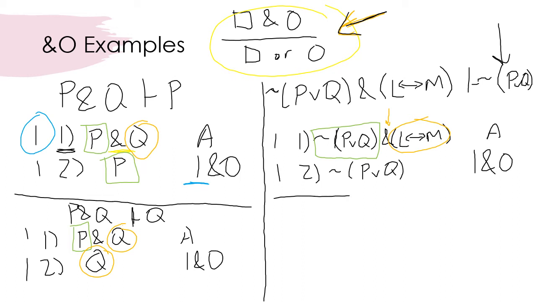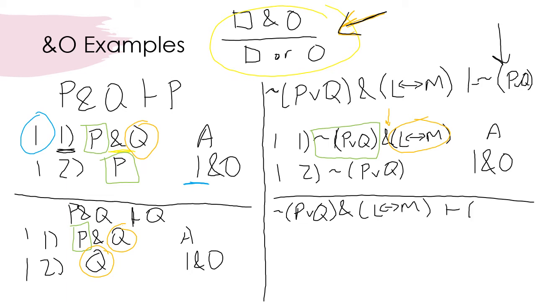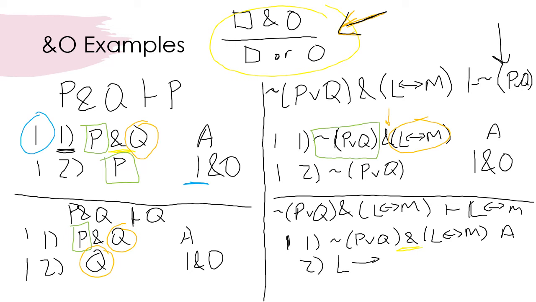And the same thing could be said again. Say if I were to do the same 1, not P or Q, and L double arrow M, and I'm looking to prove L double arrow M. We would start by listing our premise as an assumption, mark it as number 1 since it appears on the first line, and then since the main operator is the ampersand, I can just derive the right side, L double arrow M, from 1 ampersand out.